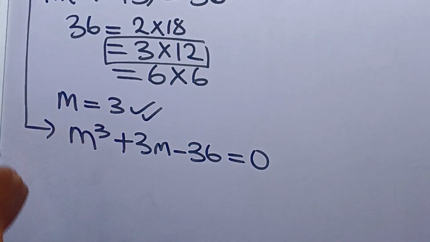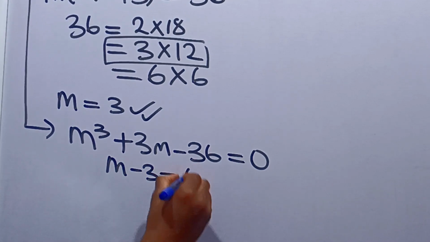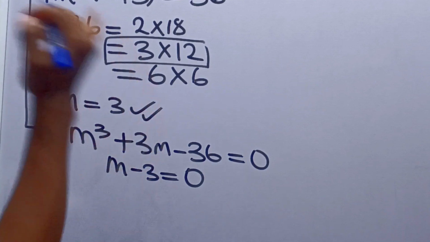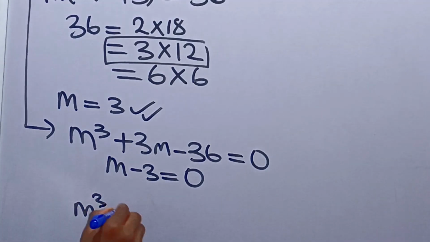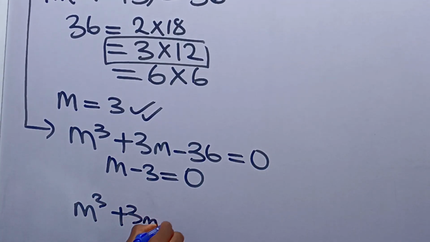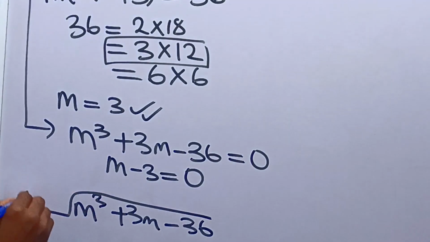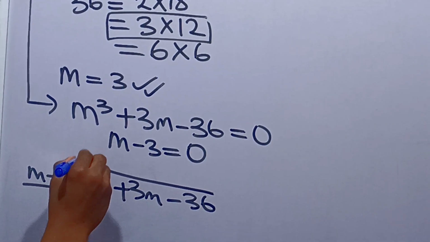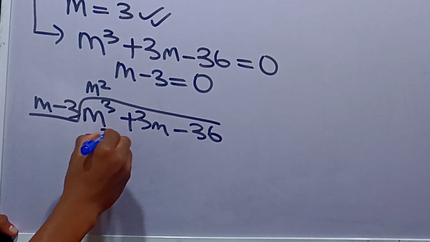Okay. Now, m is equal to 3, meaning that m minus 3 is also equal to 0. We can now go ahead and divide m cubed plus 3m minus 36 by m minus 3. Okay. Now, doing that, we have m cubed plus 3m minus 36 divided by m minus 3. m into m cubed is m squared. When you divide, you have m cubed.